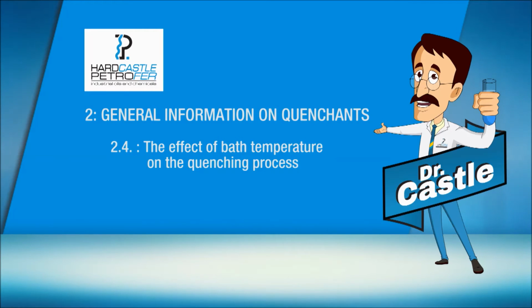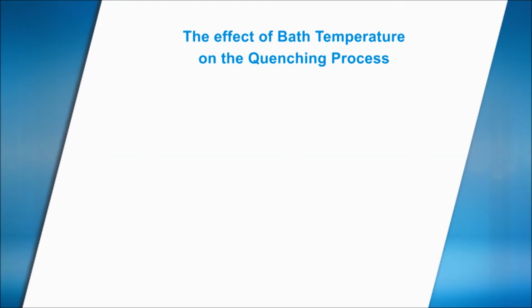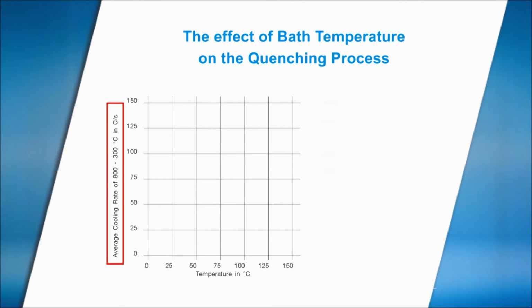In the following topic, we will learn the effect of bath temperature on the quenching process. The graph shows the effect of average cooling rate when the temperature of the job is in the range of 800 to 300 degrees Celsius, measured in degrees centigrade per second, plotted against the quenchant bath temperature.